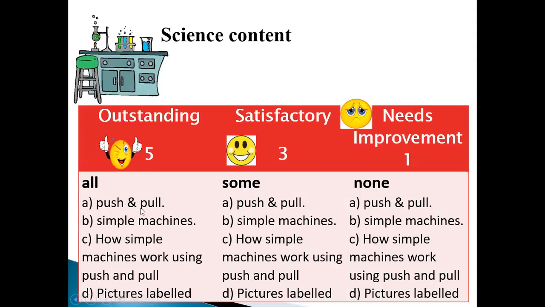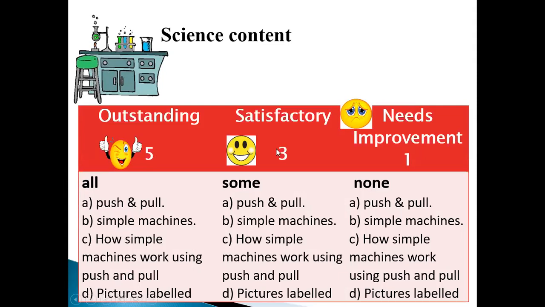The second thing, about the content. You will take 5 when you write all of the info I said. What does it mean by push and pull? What are the simple machines? How are those simple machines using push and pull? And you are writing the examples and everything, and the pictures labeled. Like this, you will take the 5.